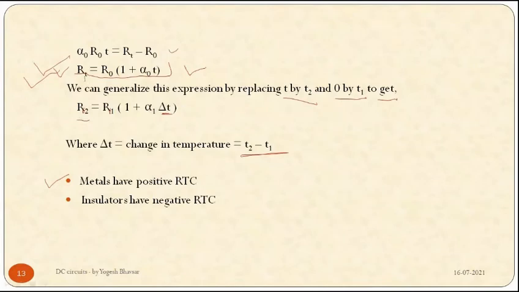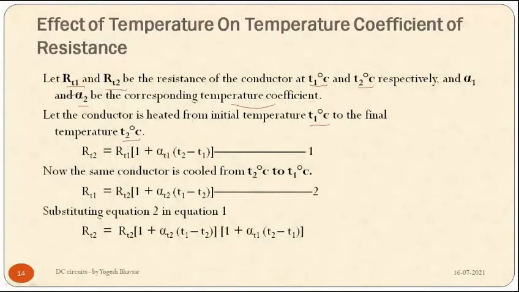See, RT, this is the final value. R0 is the initial value. Alpha 0 is the initial RTC and temperature T. Same thing, RT2 is the final value, RT1 initial value, alpha 1 initial value. Delta T is T2 minus T1. So with the help of this equation, we can write RT2, this is the final resistance, RT1 initial resistance, alpha 1 initial RTC, T2 minus T1. Equation number 1. Now, the same conductor is cooled from T2 degree Celsius to T1.